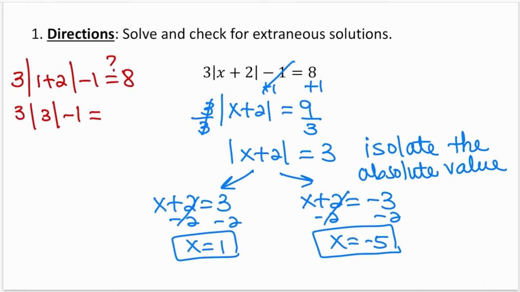The absolute value of 3 is just 3, so this means 3 times 3. And that is 9 minus 1, which does equal 8. So yes, the 1 works.